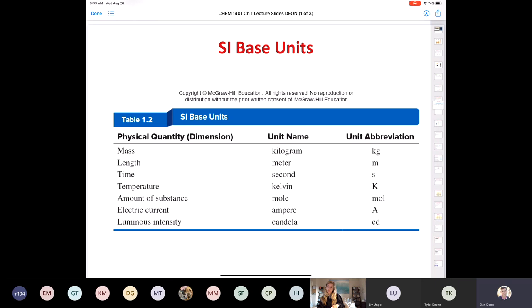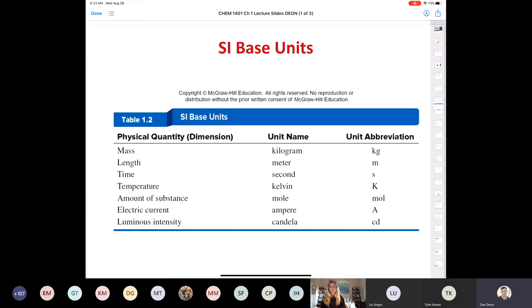All right, so let's get started on SI base units. I'm going to go over some math problems today. We're going to look at dimensional analysis. We're going to look at units, of course, like units for temperature and mass and length and things like density. And we're going to talk about the imperial system, which is still used in the United States for measurement. And we're also going to talk about the metric system.